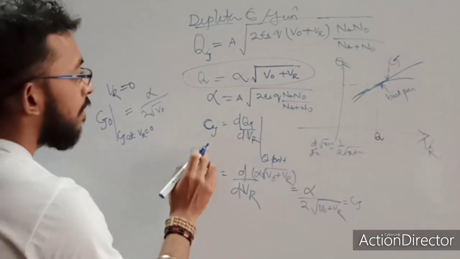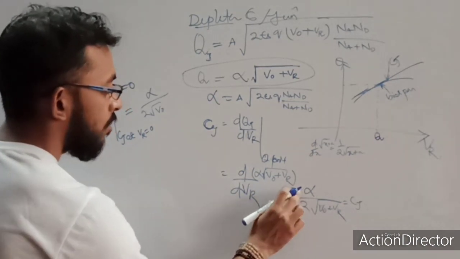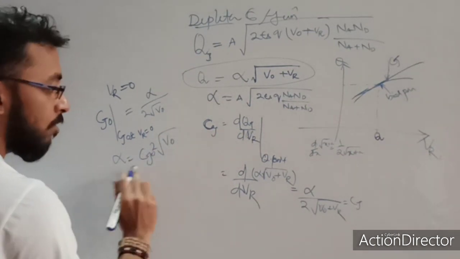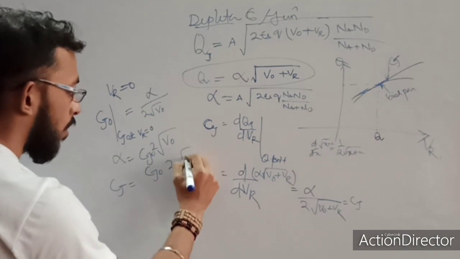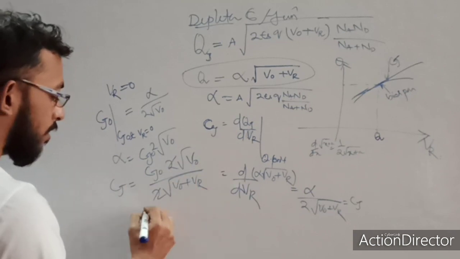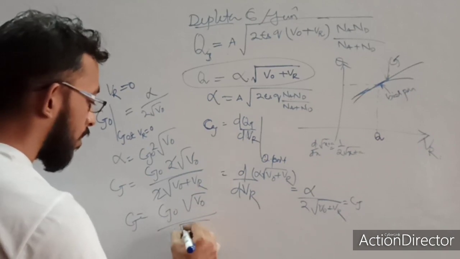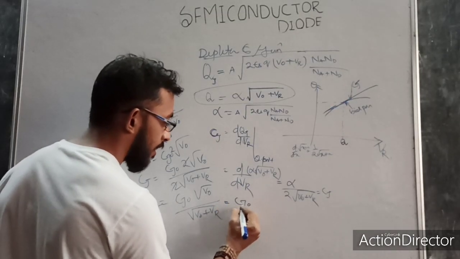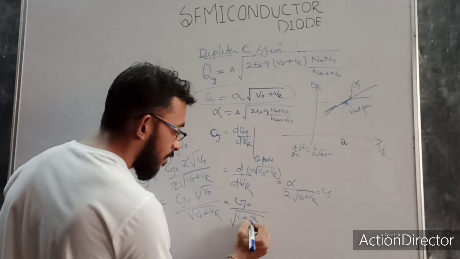So you can see my alpha is nothing but Cj naught times 2 under root V naught. So in place of alpha, I can put this value. My Cj will become Cj naught times 2 under root V naught upon under root 2 V naught plus Vr. So these two cancel out. My Cj is nothing but Cj naught under root V naught upon under root V naught plus Vr. Or I can write Cj naught upon this under root V naught, and if I bring it here, it will become under root 1 plus Vr upon V naught.